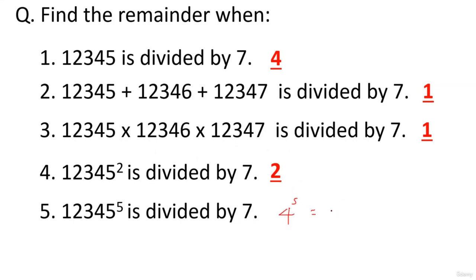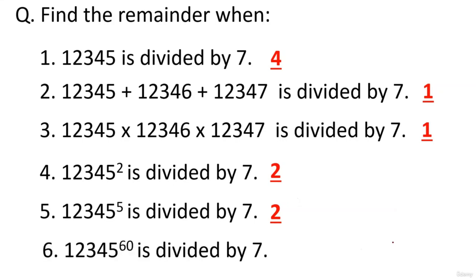4 raised to 5 is nothing but 2 raised to 10, which is basically equal to 1024. Divide this by 7: 7 1 is 7, 7 4 is 28, 7 6 is 42. Okay, the remainder is nothing but 2. Right? All right, next question.